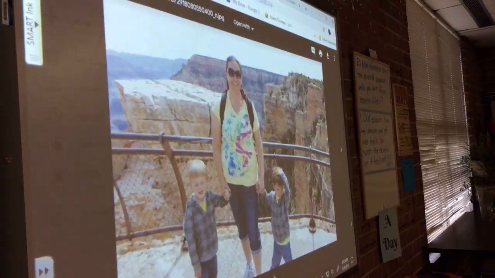So this was 4 years ago, when Aiden and Logan were just about to turn 4. So you can see the layers of the rocks behind us. Each layer is like a ring on a tree. You can date the time.